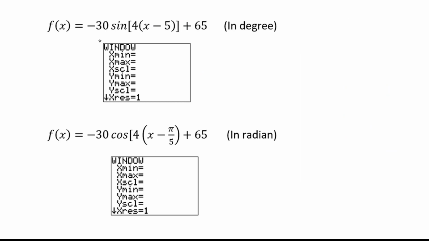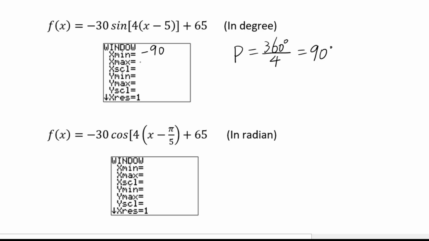For number 1, f of x equals negative 30 sine 4 times x minus 5, plus 65. This is in degree. Therefore, we will figure out this p equals 360 degrees over 4. That is 90 degrees. So for the x minimum, we will set up negative 90. Maximum is 90. Then the scale, we will set up 90 divided by 4.